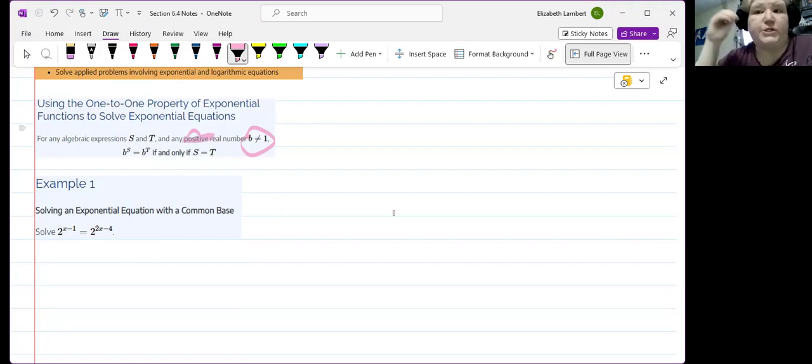So if it's like 1.2 to the x equals 1.2 to the 7 plus 2x, we can set the powers equal, which is exactly what we're going to do here in number 1. So we have 2 to the x minus 1, and 2 to the 2x minus 4. They're both 2 to those, there's no extra things in there, so we can set the powers equal to each other.